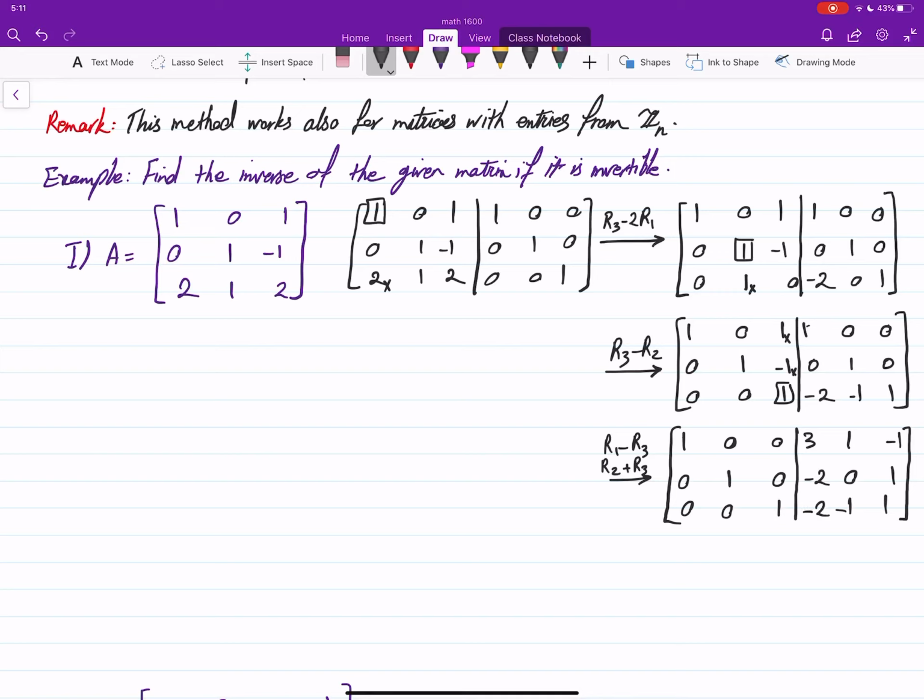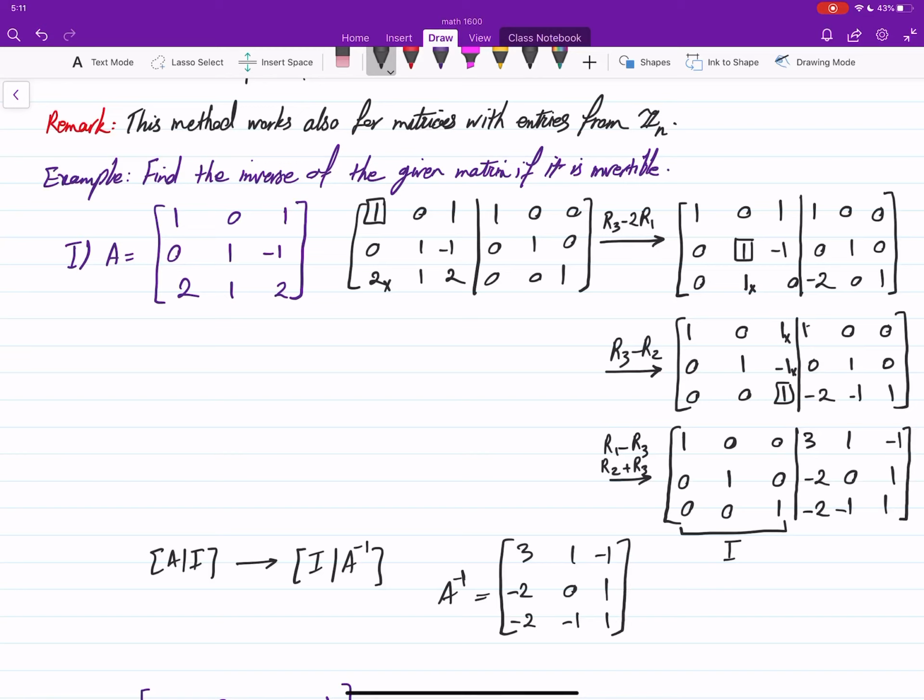This is nice. Now, we already said this is a reduced row echelon form. This is identity. That means that we started with A I, and we ended up with I something. That something is A inverse. So we found A inverse here, which is 3, 1, negative 1, negative 2, 0, 1, negative 2, negative 1, 1. That's the A inverse.